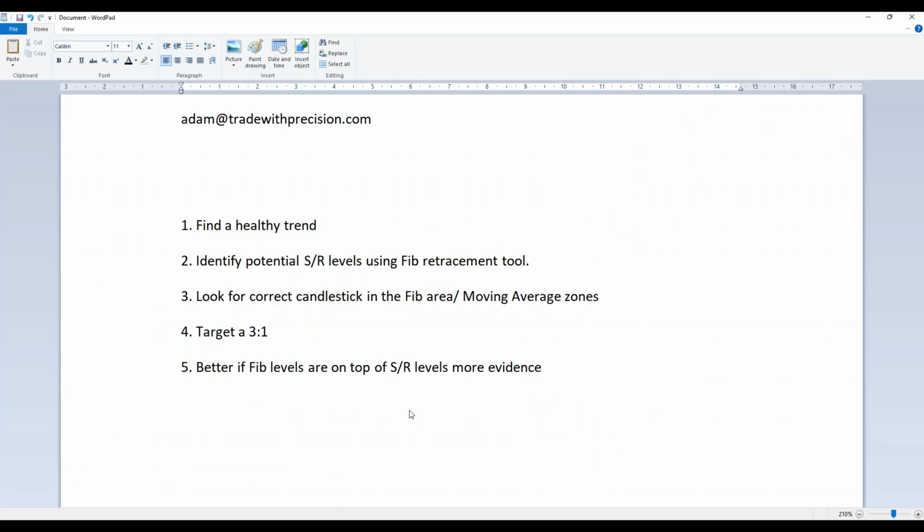Okay, so that was Adam at Trade with Precision. How are the 3 moving averages on your chart used to decide support and resistance? Think of them as an organic trend line. Often price just interacts with them. They connect, they follow price, price follows them. Some traders use moving averages.